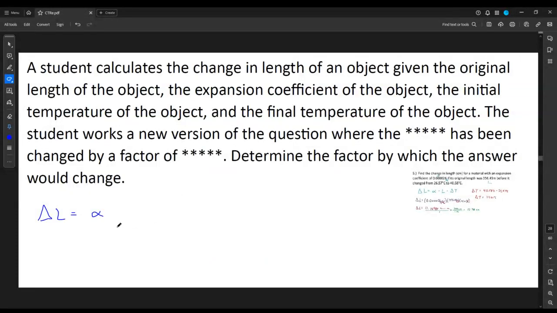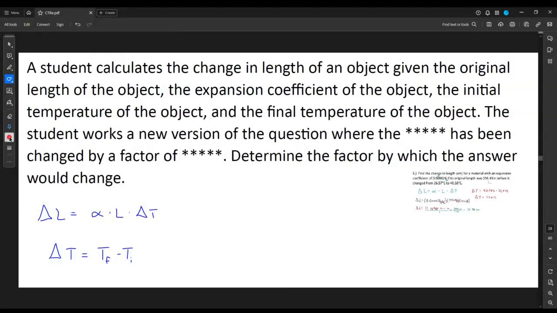So if we think about this formula, the change in length is equal to alpha, where alpha is the expansion coefficient, multiplied by the original length, and then multiplied by the change in temperature. We have to be especially careful with this part because, to preserve the sign and know what's growing and what's shrinking, we need to take the final temperature minus the initial temperature.